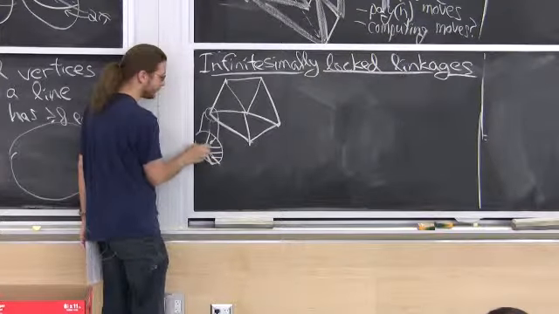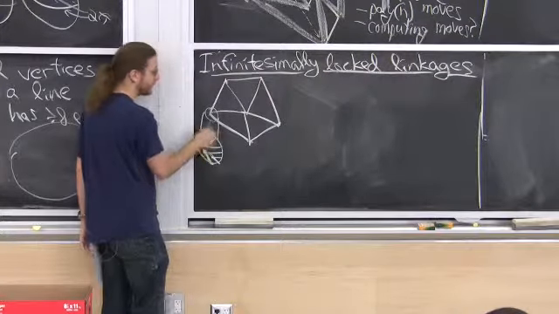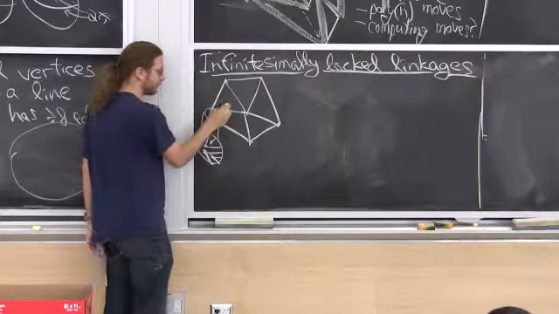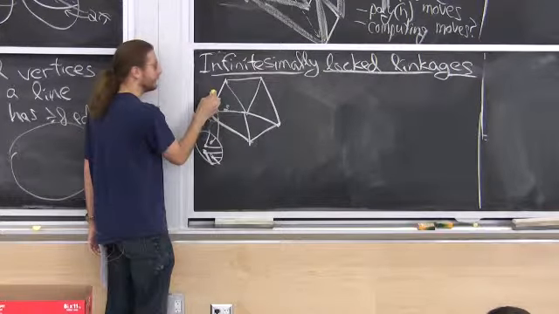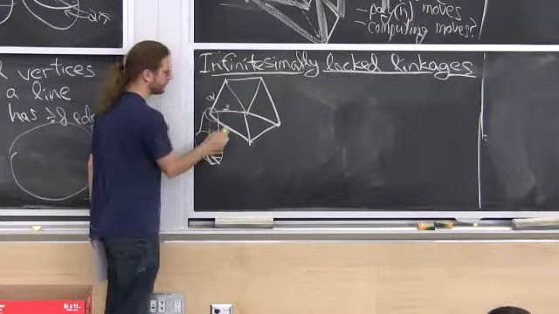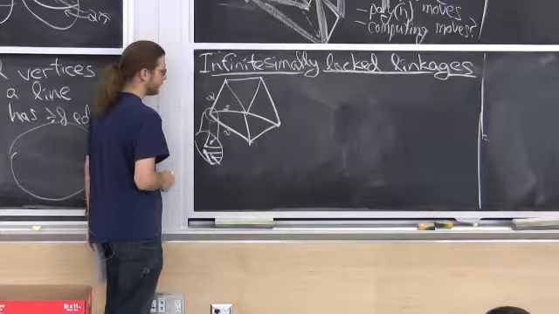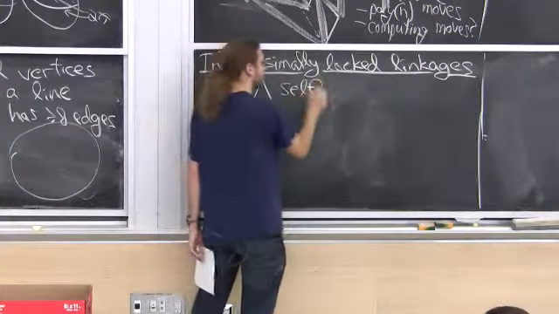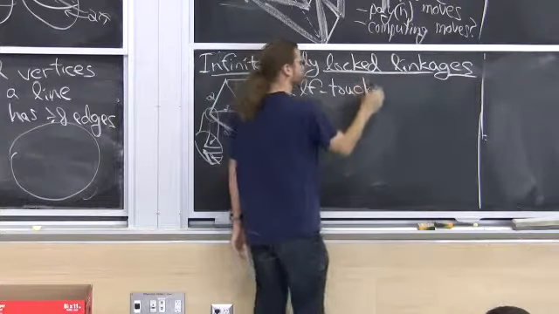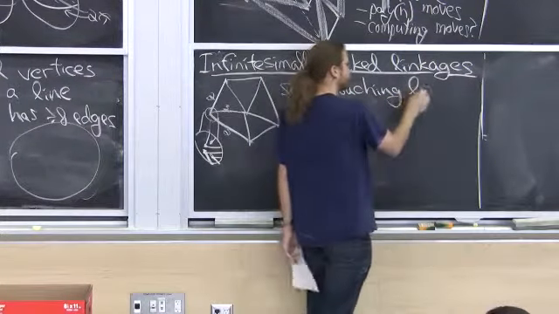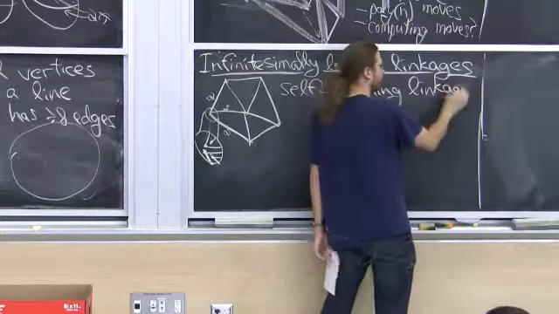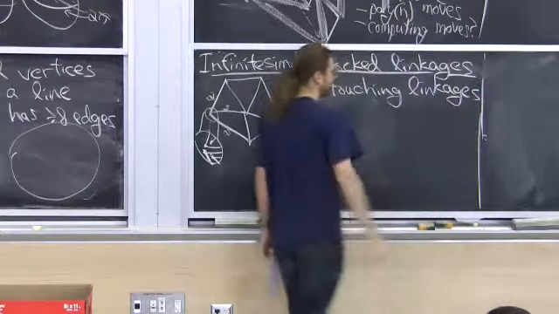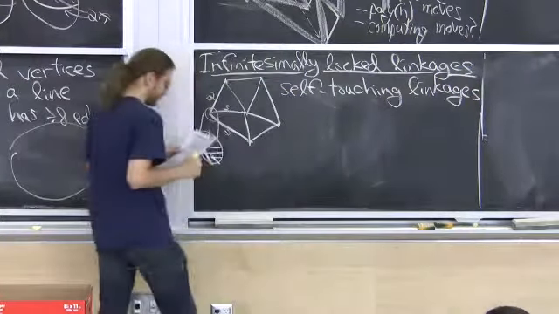So you remember the fact that right here there are 4 vertices, and this is how they're connected to incident edges. There's actually 3 edges here, and 2 edges here, and so on. So that's how you describe one of these, we call them self-touching linkages, because the edges are touching each other. They're right on top of each other.